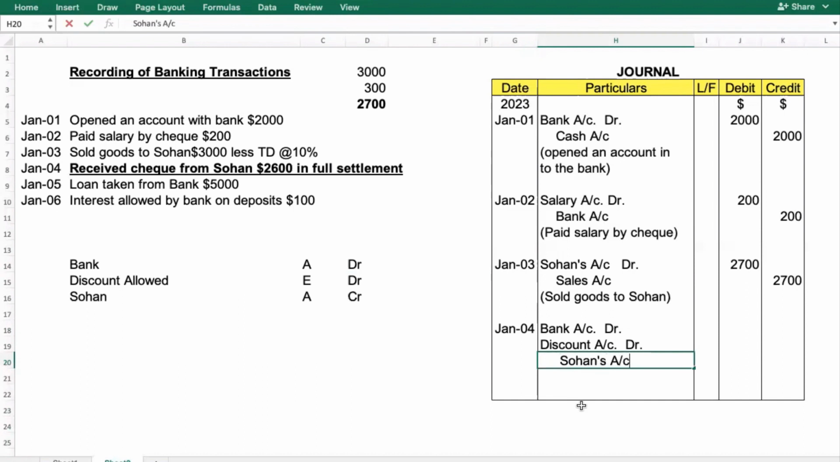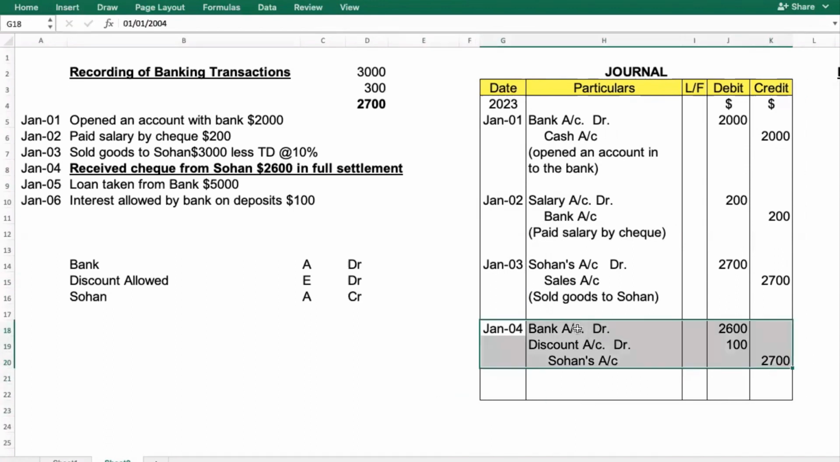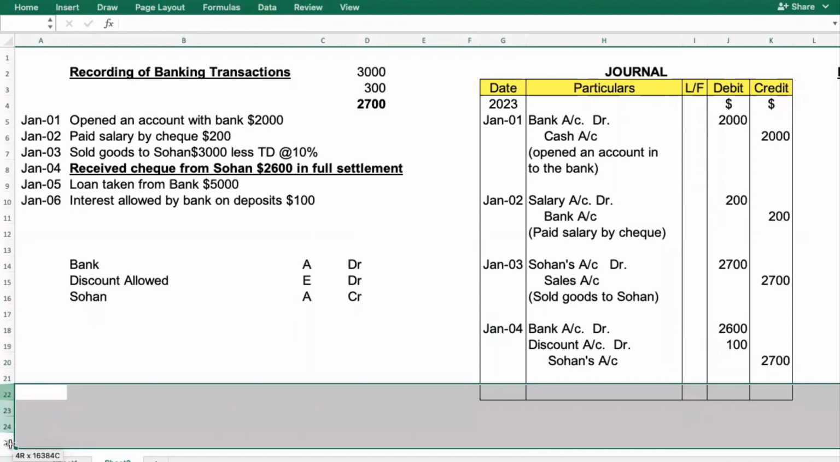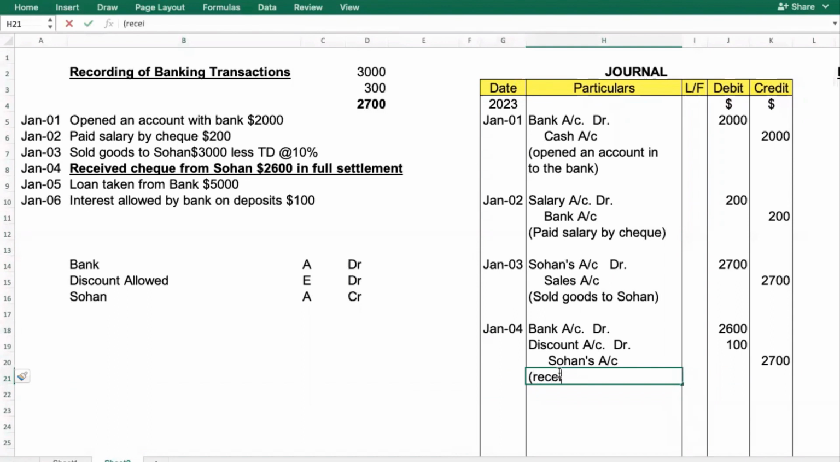So see, bank debit by how much I got? 2,600 only. Discount allowed 100. And full settlement done of how much money? 2,700 is fully settled. Clear? Increase in asset, debit; increase in expenses and losses, debit; and decrease in asset, credit. Narration I will write: received payment from Sohan.